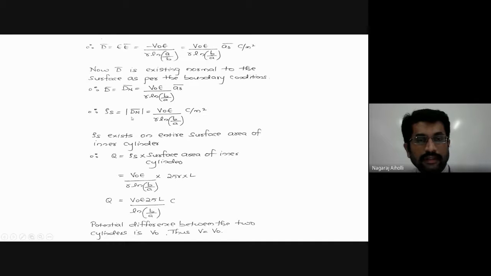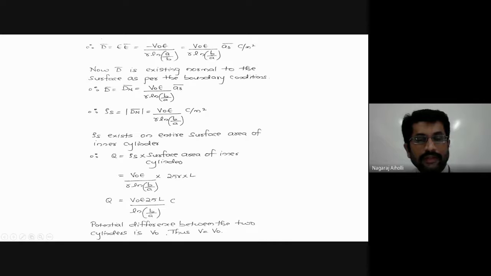Rho s is equal to Dn bar. The surface charge density is equal to flux density. Both are same because surface charge density is charge per unit area. Flux density is flux per unit area. We know that charge and flux both are same, because the flux results because of the charges. That is equal to V naught epsilon divided by R ln B by A coulomb per meter square.